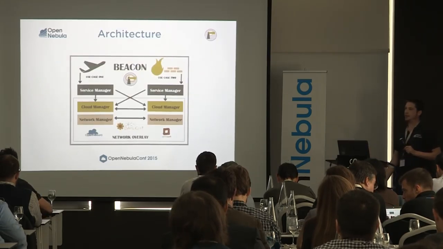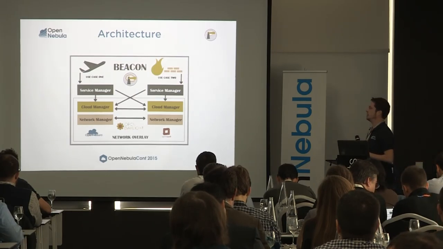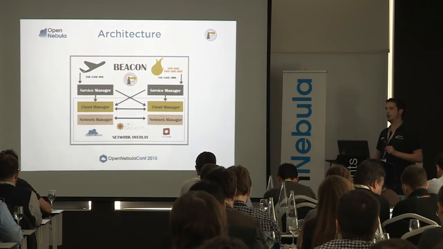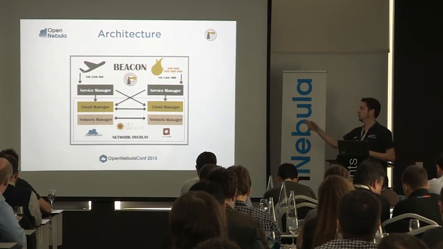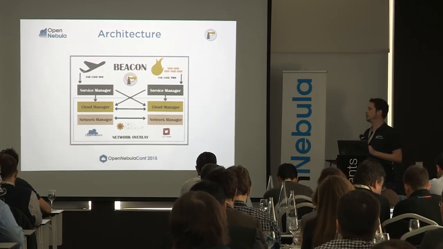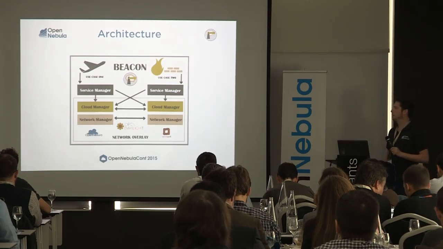So this is a draft of a prototype of the architecture to make this happen. As you see, it tries to cover all the three scenarios. So you see here things that don't apply to all the scenarios, but are needed to conform to all three.